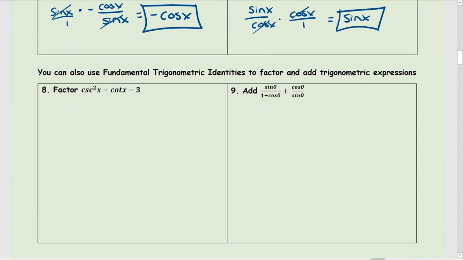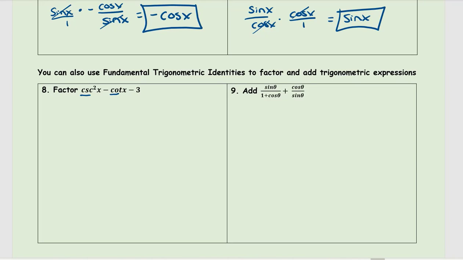Now, the last thing we can do is use the fundamental trigonometric identities to factor and add trigonometric expressions. These are a little bit trickier than the others, and this is why we also did a lot of factoring equations and some crazy fraction equations. So the first one I have here is cosecant squared x minus cotangent x minus 3. Now you notice that these are not the same trigonometric identities.